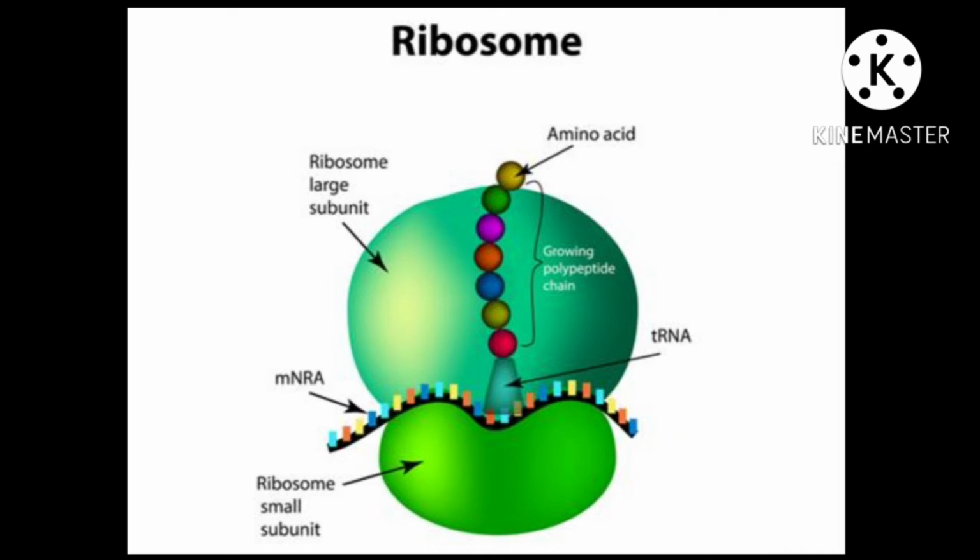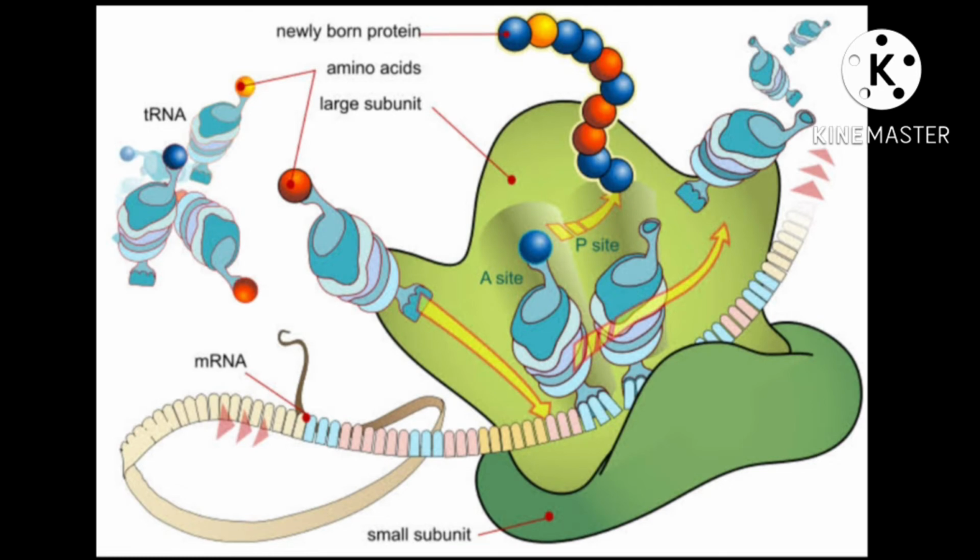And then in prokaryotes, three different types of RNA can be observed: 5S RNA, 23S RNA and the 16S RNA. Here the 23S and the 5S RNA are present in the larger unit, and in the smaller unit 16S RNA is observed. How do we know about this?